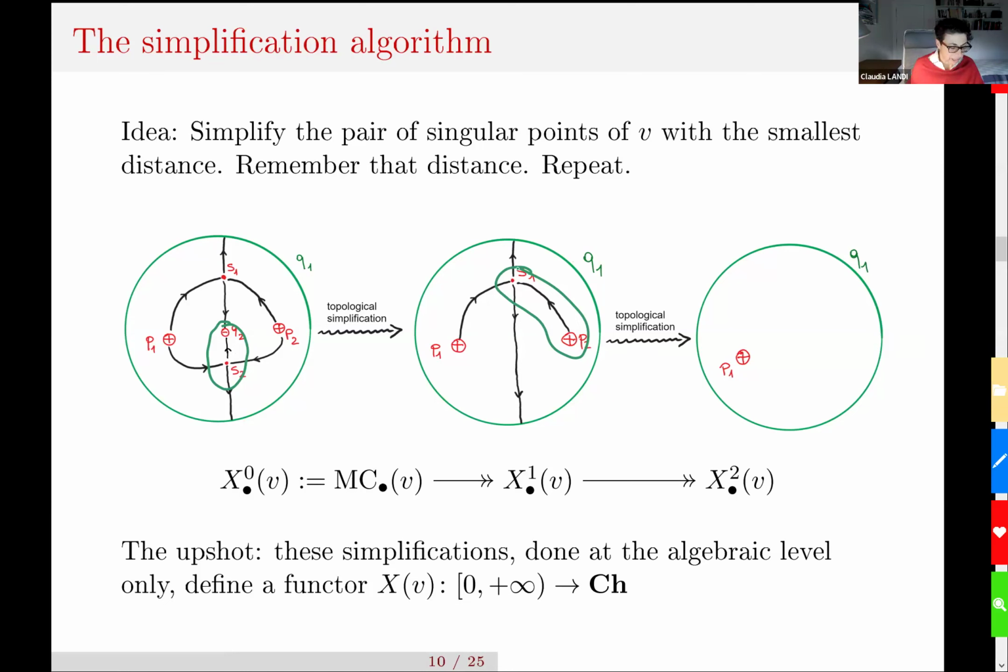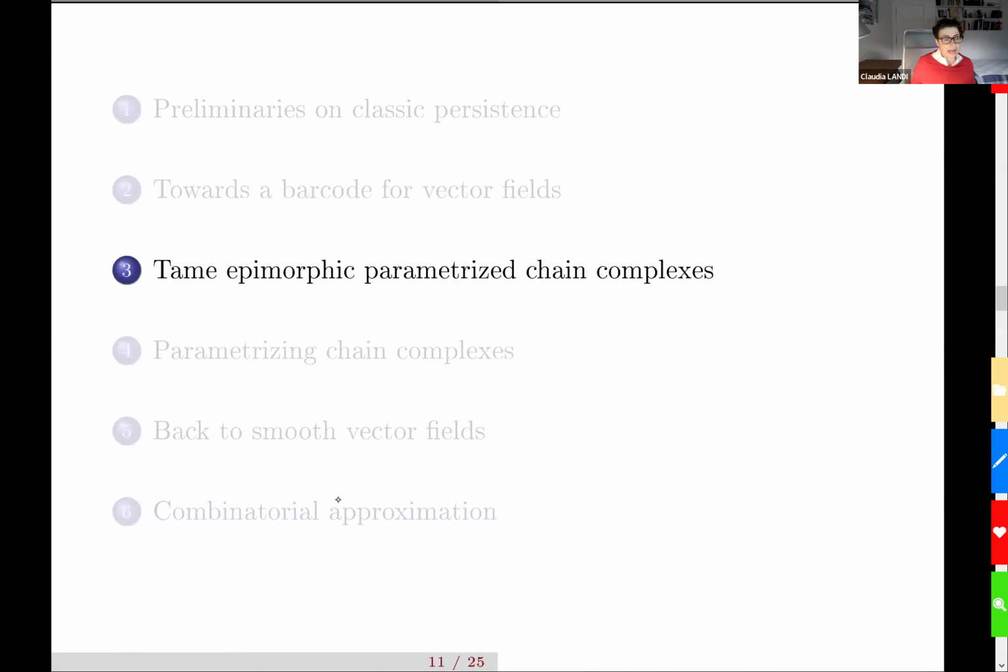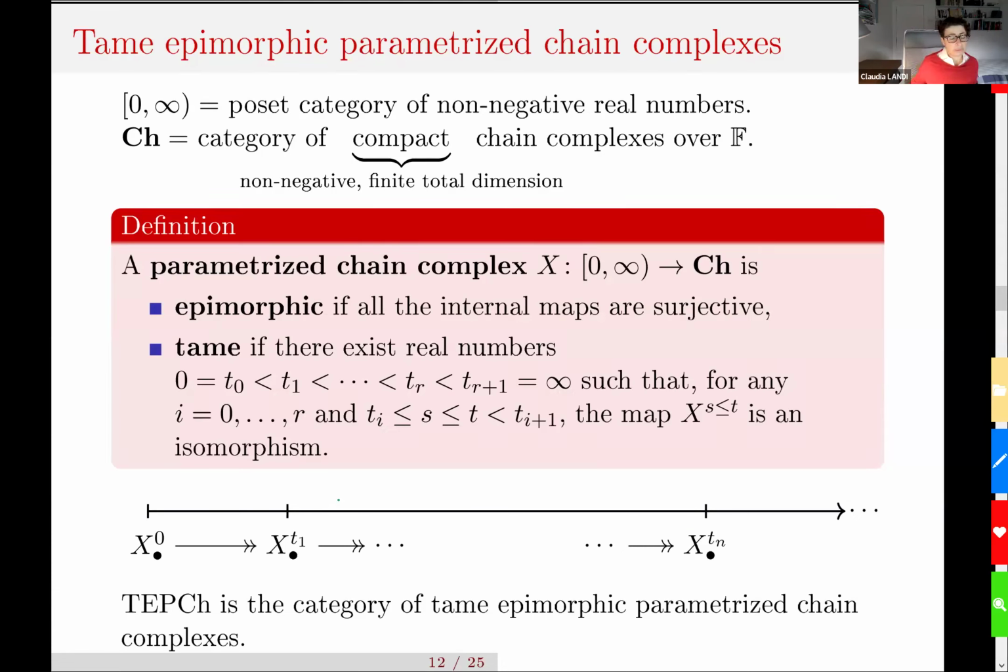But doing this simplification at vector field level is easy on manifolds of dimension 1, dimension 2, but in general it is not easy or even possible. So what we want to do is to do these simplifications at the algebraic level of the chain complex. So instead of having a sequence of vector fields that gets simplified, we start with the Morse complex of the given vector field, and then we start simplifying pairs of generators of this chain complex. And this is the idea. So the type of object we want to associate to a vector field is what we call a tame epimorphic parametrized chain complex. What does it mean?